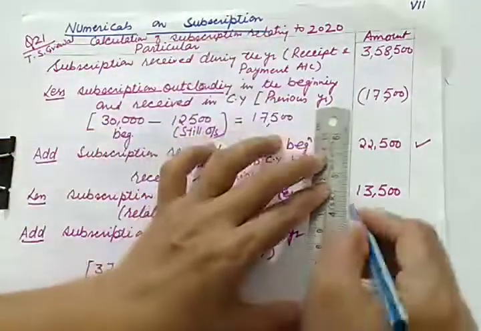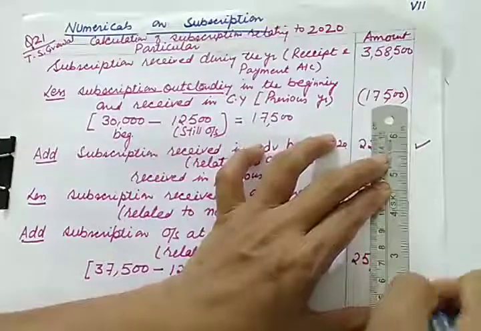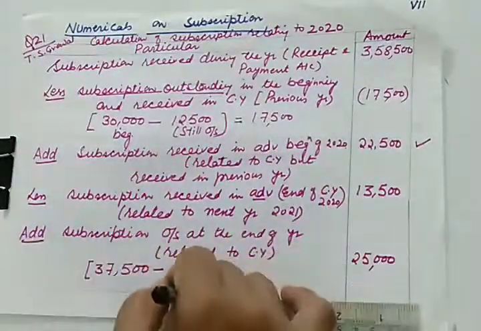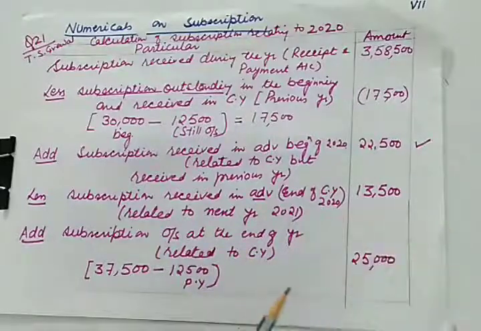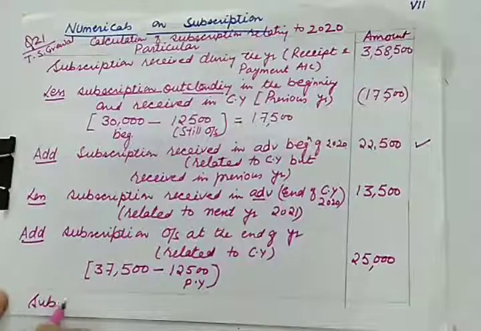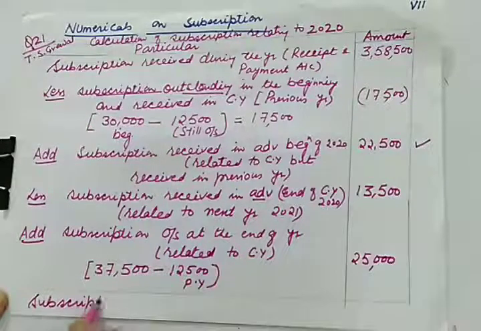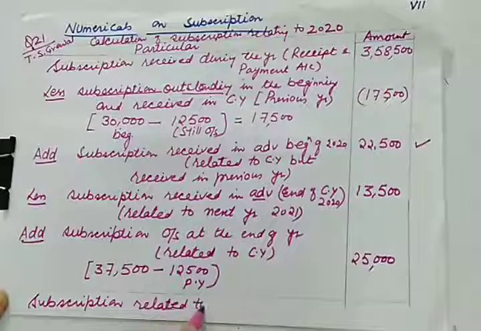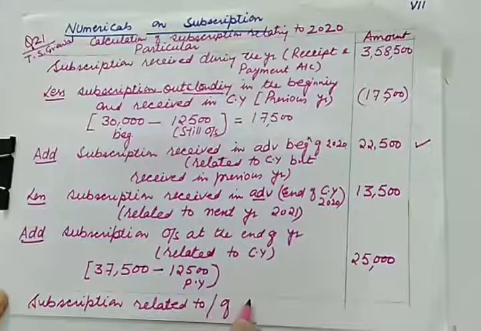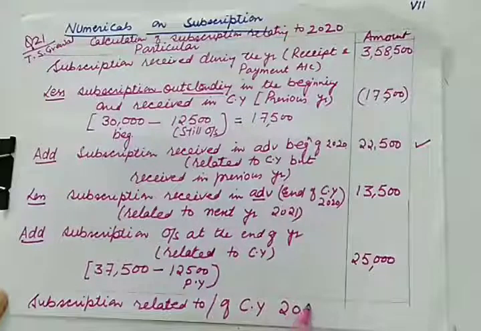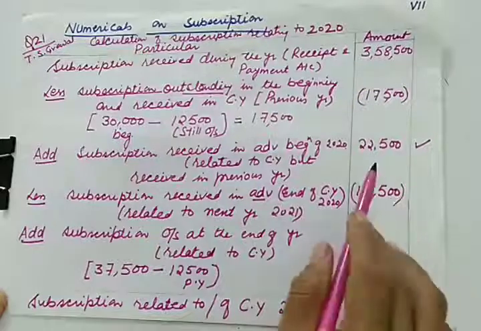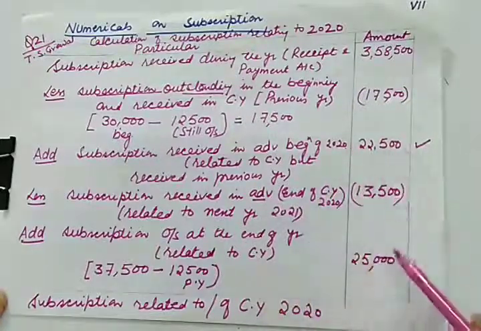So let us calculate the subscription which is to be credited to income and expenditure account, or subscription related to, or subscription of current year 2020. So here this is to be deducted. These two are deducting and these two will be added.